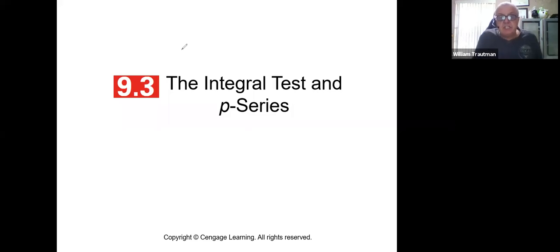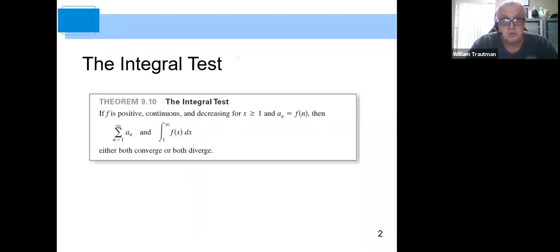All right, everybody, this is section 9.3, the integral test and the P-series. Both are really straightforward. They give you guidelines to use in these steps and procedures, especially for the P-series and integral test. So it's really straightforward. The hard part is making sure you're able to take the derivative and then integrate, and hopefully that's not too hard as we're moving forward. But the integral test says this.